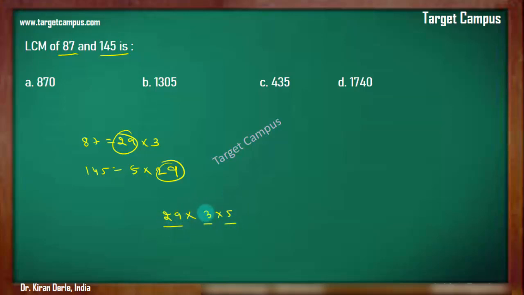So this is approximately 30 into 3, 90 into 5, 450, and the last place should be 5. My answer would be this. No need to multiply this. Hope you are getting this thing.